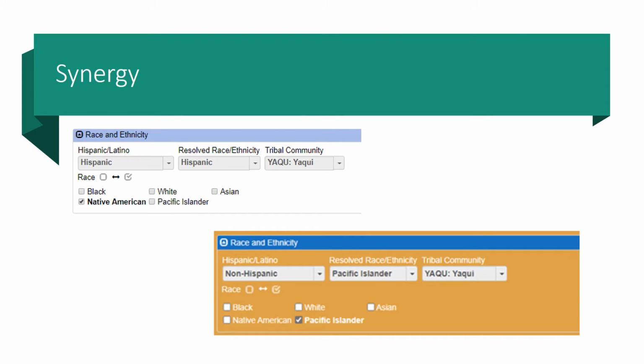Although a student may not identify as Native American under race and ethnicity, if they have completed a Title VI and/or a Johnson O'Malley form and identify with the tribal community, they are considered Native American.